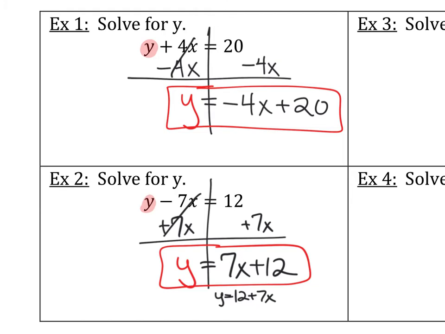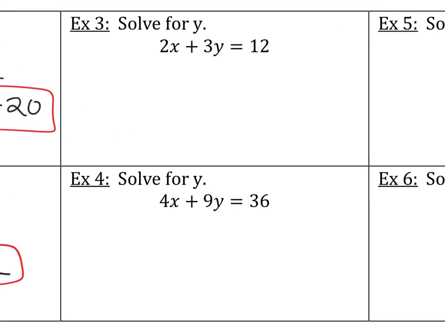Let's look at the third one. It still counts when you move it across, and it changes the sign. Cross the line, change the sign, right? Yeah. There's an x and a y. So again, circle or highlight or star or underline the y. We're trying to solve for y here.